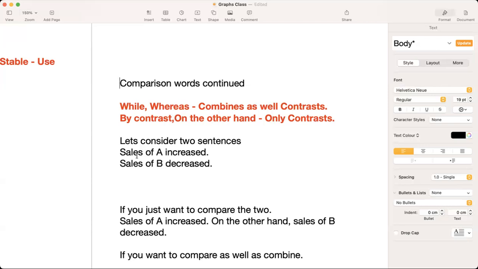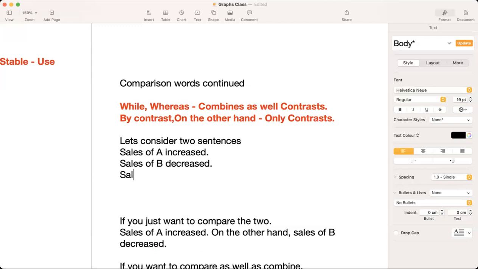So now let's cover two sentences. Sales of A increased, sales of B decreased. We want to make a comparison. Okay, clear? We want to make a comparison between A and B because one is increasing, the other is decreasing. First of all, remember, there will be no comparison if both are increasing. If sales of A increased and sales of B increased, it's not a comparison. It has to decrease or it has to show a different trend. Like for example, sales of B could remain stable. It could fluctuate, but it cannot increase. If it's increasing, there is no comparison.